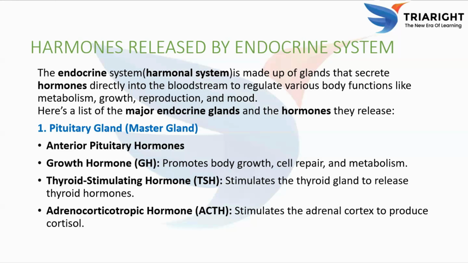For example, growth hormone, the GH hormone, helps children grow taller and helps adults maintain healthy muscles and bones. The next hormone is thyroid stimulating hormone. The function of this hormone is to tell the thyroid gland to release the thyroid hormones T3 and T4. These hormones control the body's metabolism, temperature, and energy level. For example, when TSH is high, the thyroid works harder to produce more hormones to keep the metabolism balanced.